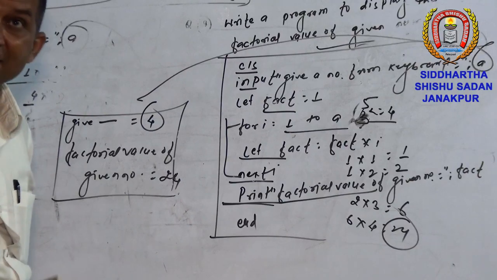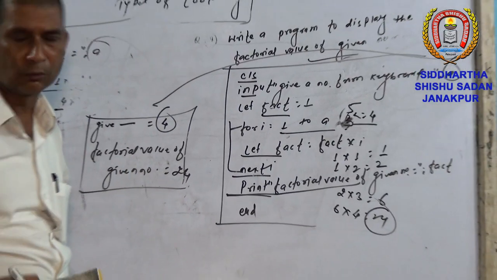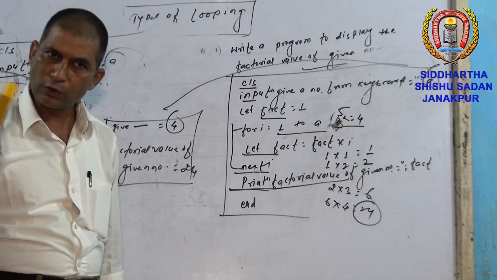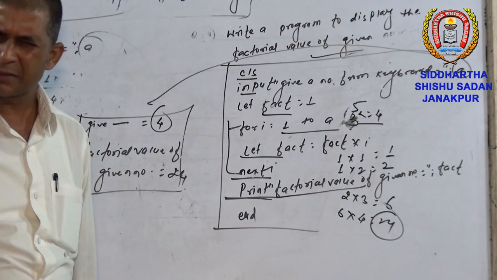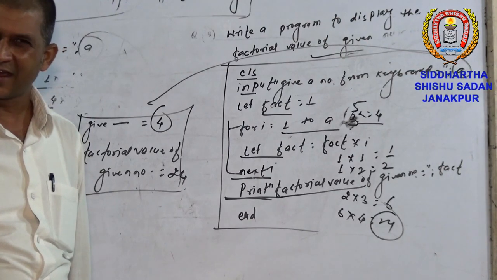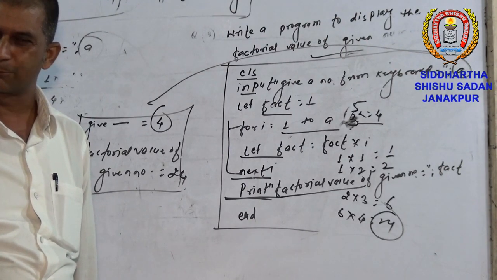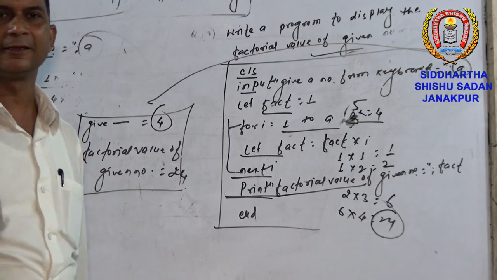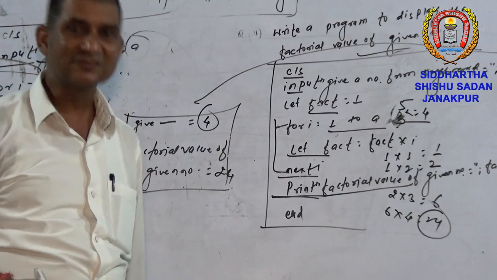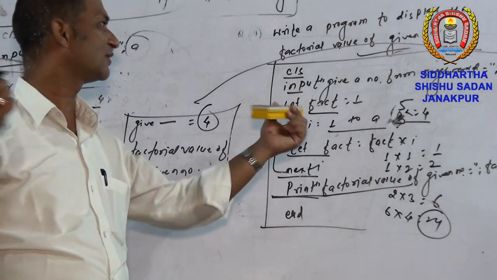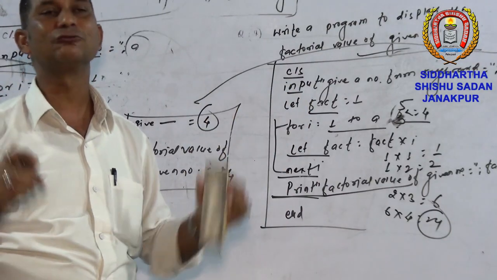Student, you may ask, is there another method? Why is it needed? I told you, you can find the solution of a problem in your own way. You can try, and you can find the solution of the problem in your own way. You can make your own logic. You can make your own solution. But it is very important that the logic I have written is only one solution.